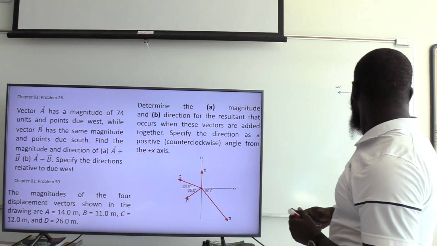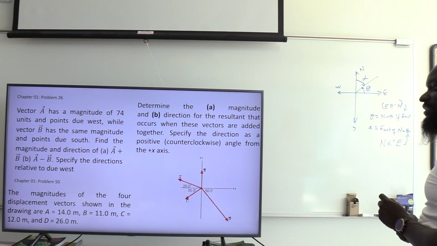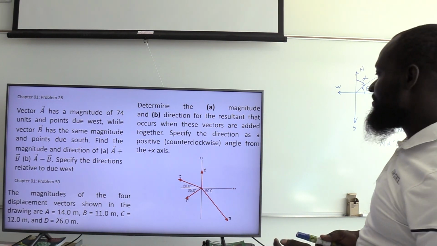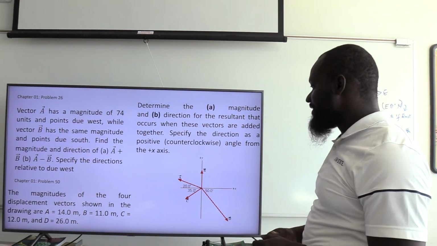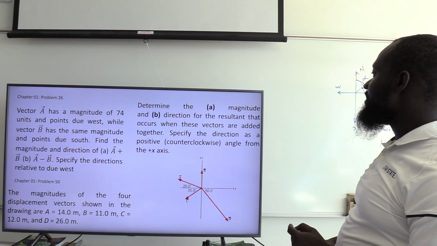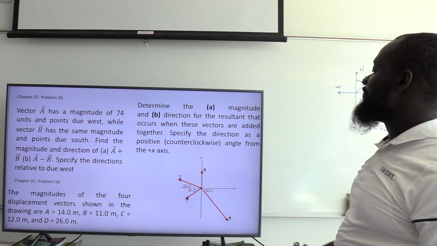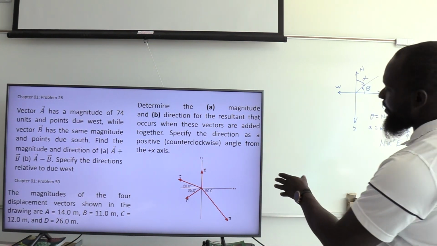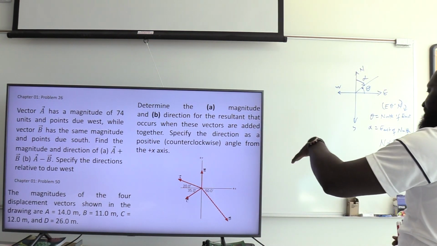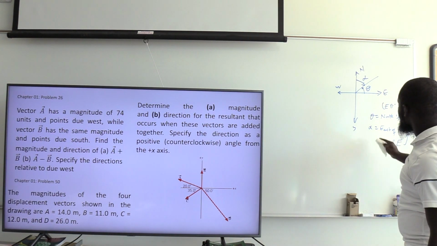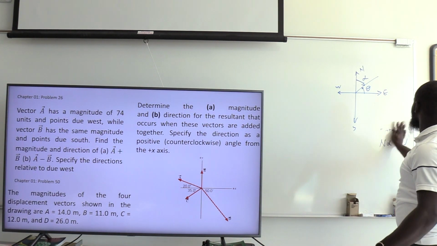Okay, let's look at the next problem. This is the last problem, I think. We are given the magnitudes of 4 vectors, A, B, C, and D, and we are asked to find the magnitude and direction of the resultant. I'll teach you 2 ways of solving. There are like 5 different ways, but some of them are a little advanced for you. I'll teach you just 2 ways. Whichever one is simpler for you, you use it to solve the problem.